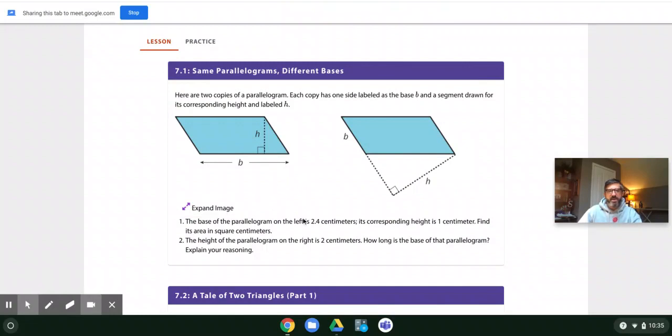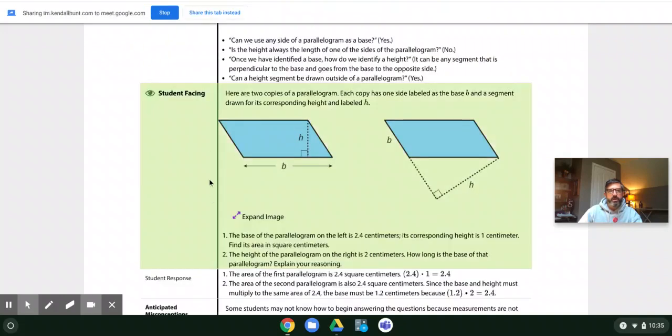So if the base of the parallelogram, B, that you see here, is 2.4 centimeters, and the height, which you see here, is 1 centimeter, how do we find the area? Well, remember our formula is base times height. So base times height in this instance is 2.4 times 1. What does that give us? That gives us 2.4 square centimeters. So our area is 2.4 square centimeters.